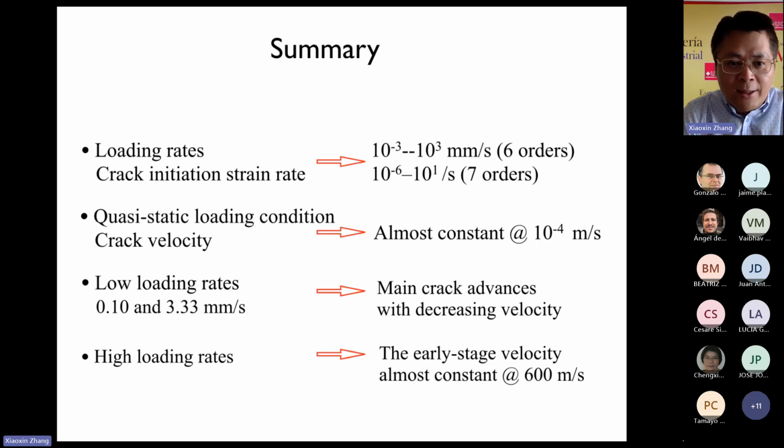Under quasi-static loading conditions, crack velocity is almost constant, at about 10 to the minus 4 meters per second. At low loading rates, between 0.1 and 3.33 millimeters per second, the crack advances with decreasing velocity. At the high loading rates, the early stage velocity, I mean the first or second period, is almost constant at 600 meters per second.